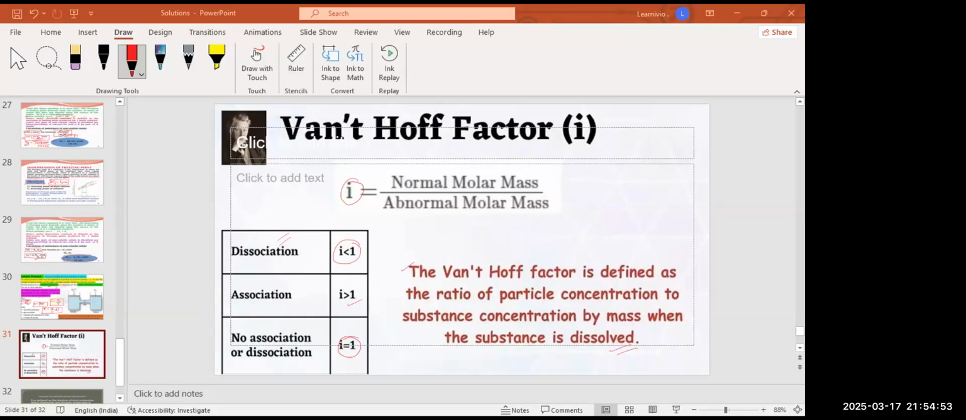And for osmotic pressure, it will be i into C, where concentration can be written as n upon V, number of moles of solute upon volume in liters, into RT, right? So these formulas we will use in the numerical part. That's all about the solution chapter. We have covered all the important topics over here. Now, there are some previous year questions we will discuss.